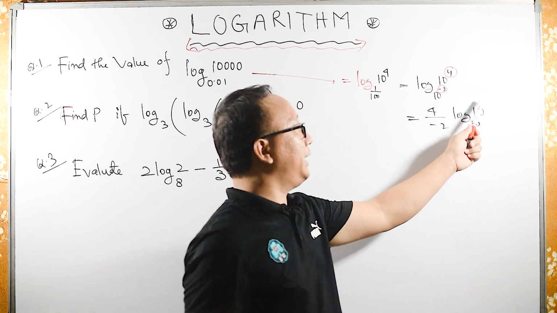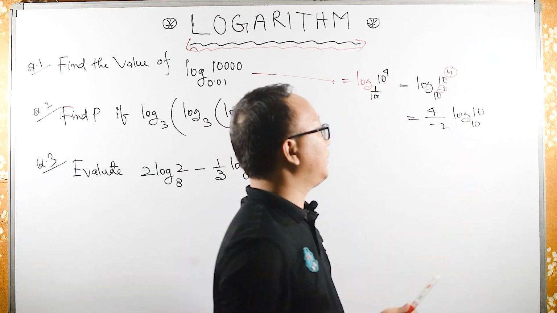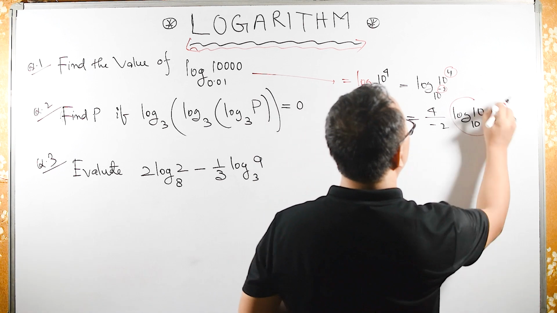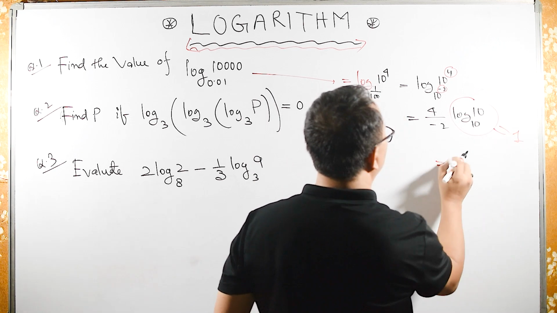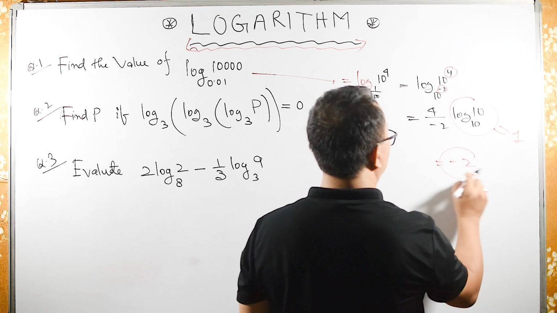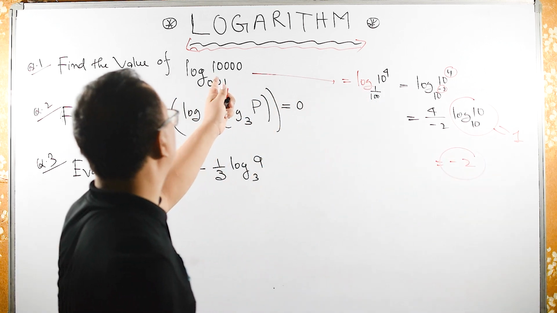Log of a to the base a is always 1. Therefore this value becomes 1. Therefore if I cancel this, I'll get minus 2. So minus 2 is the required answer for this.